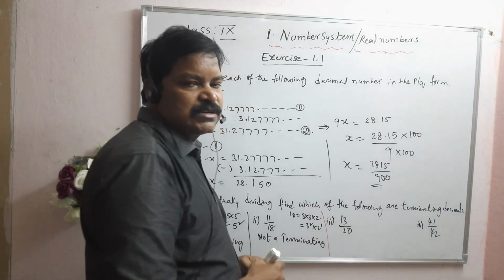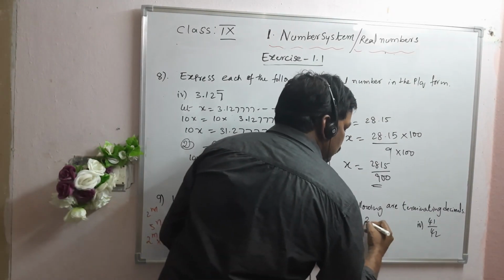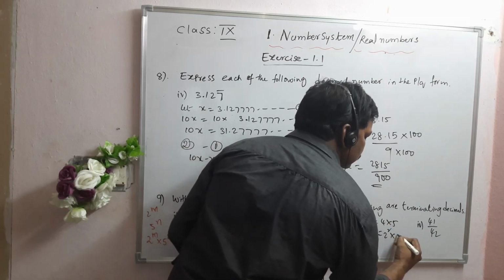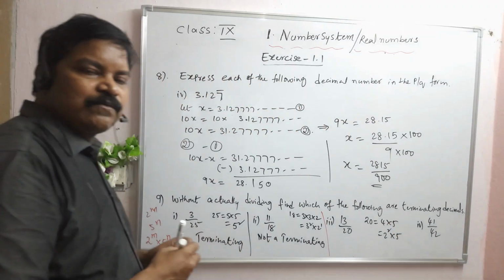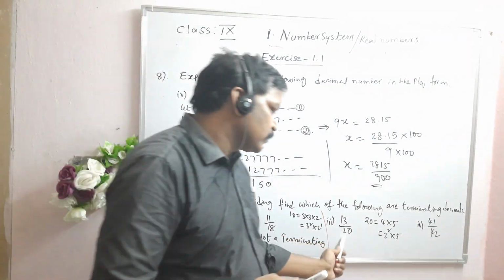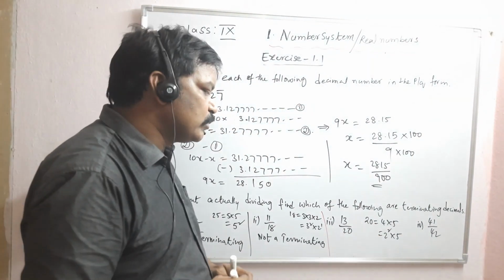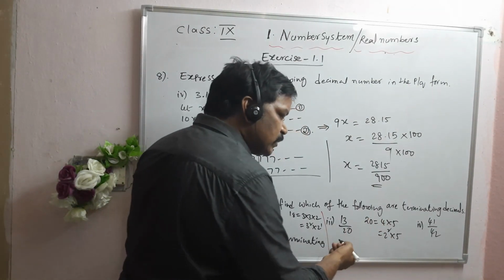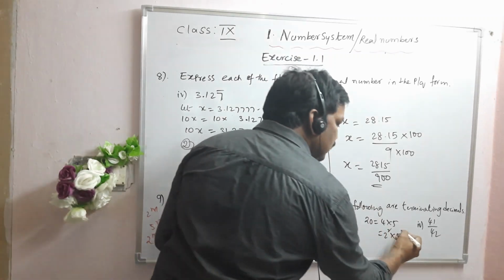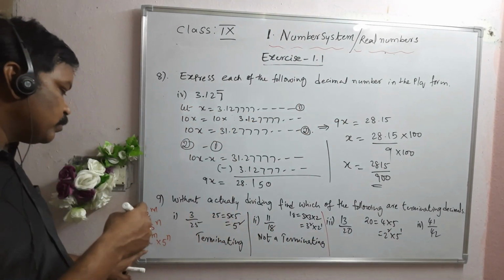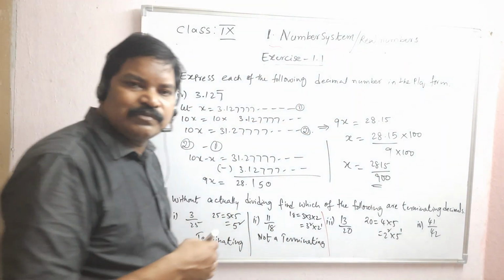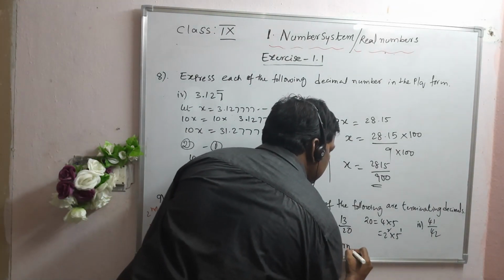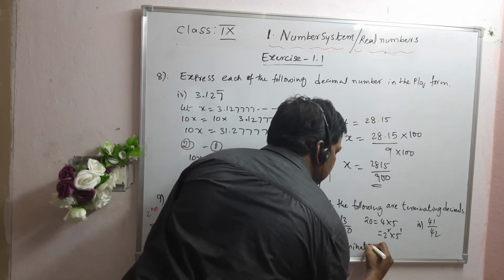Next, 13 by 20. Okay. So you can do it on your own. 20 is 4 times 5. That means 2 square into 5. The product of prime factors of 20 is 2 square into 5. Therefore, this 13 by 20 is terminating. Why? It is in the form of 2 to the power of m into 5 to the power of n. Right. So this is a terminating decimal.